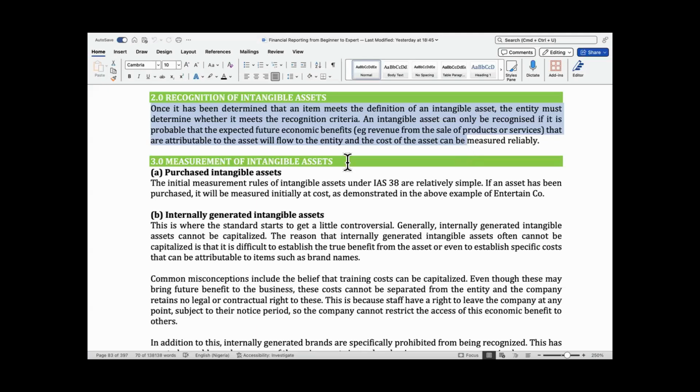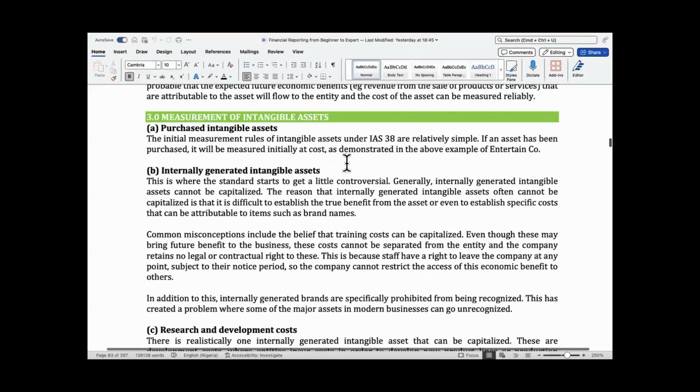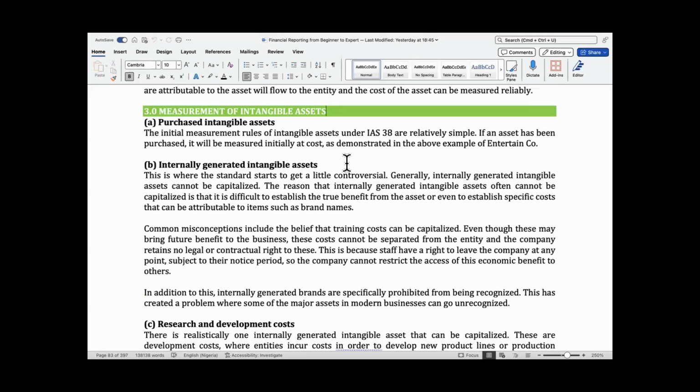Now, let's go to measurement. How do you measure an intangible asset? How do you get the value? Okay, this item has met the recognition criteria. How will I measure it?